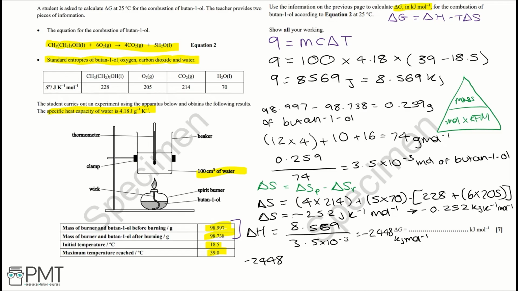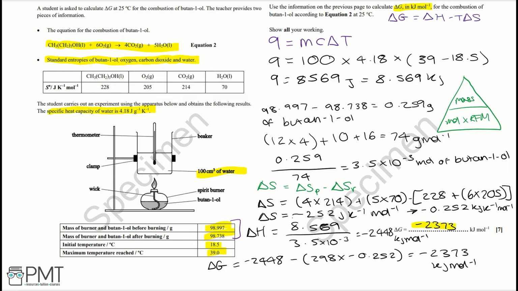So then delta G is going to be minus 2,448 minus 298 times minus 0.252, and that equals minus 2,373 kilojoules per mole, which we can then write on the answer line provided.